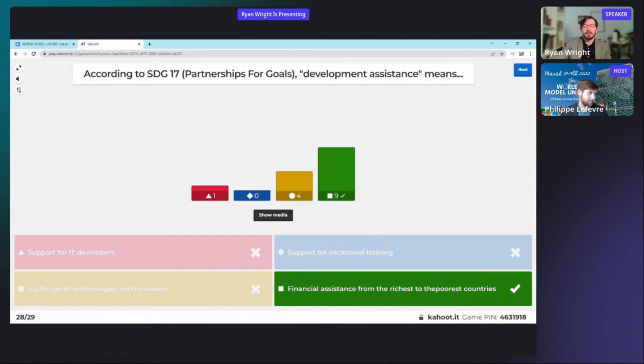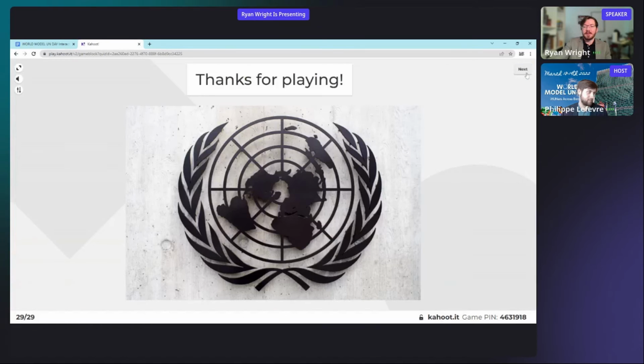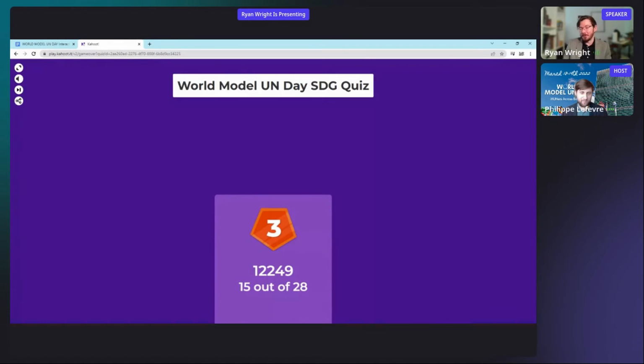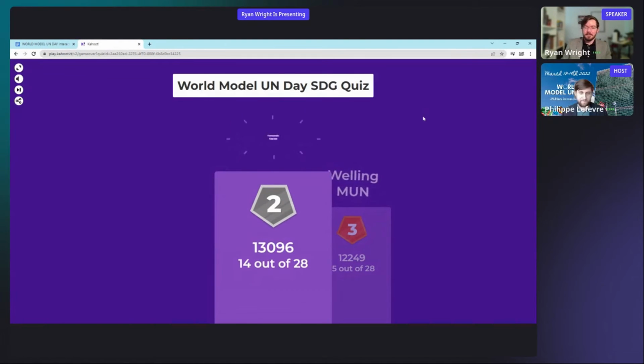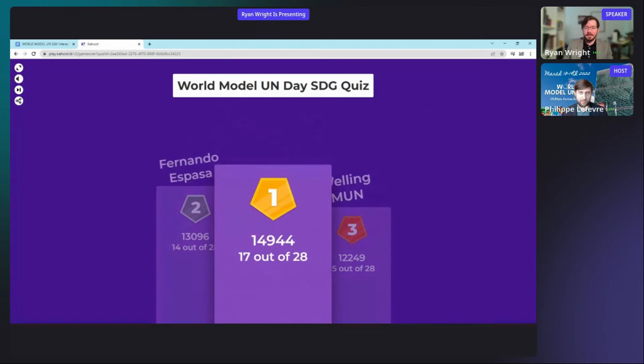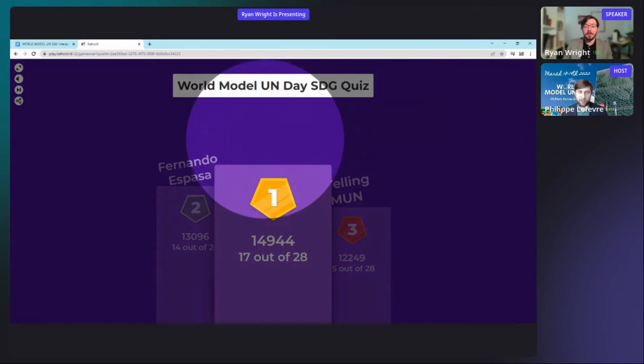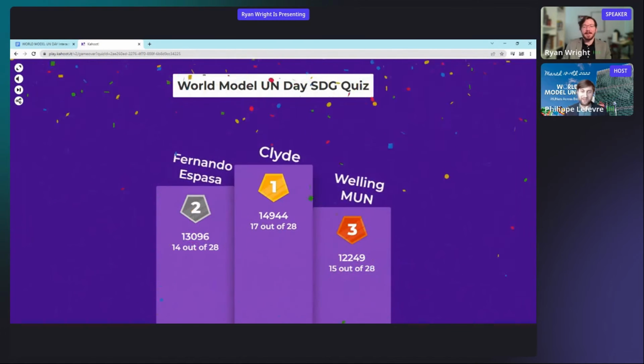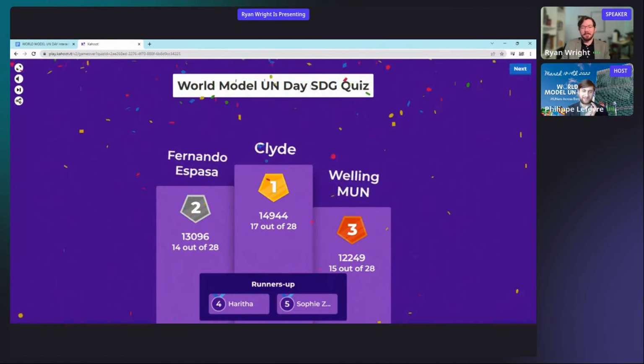A small typo there, should be a space. But we can't be perfect. Thank you for playing. Yeah, this was good. And hopefully you've learned something about the SDGs. And I apologize if the thing that you learned is that SDGs make you sad. We will definitely think about that. Oh, and Wellington got up to third at the last second. And Clyde is our winner.